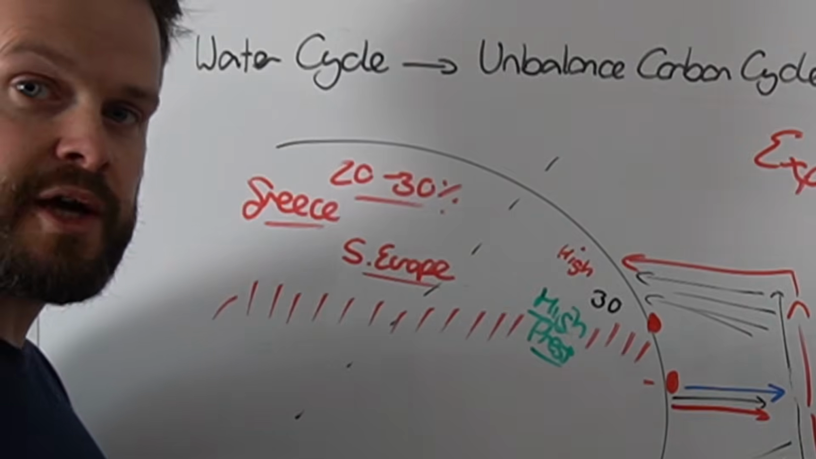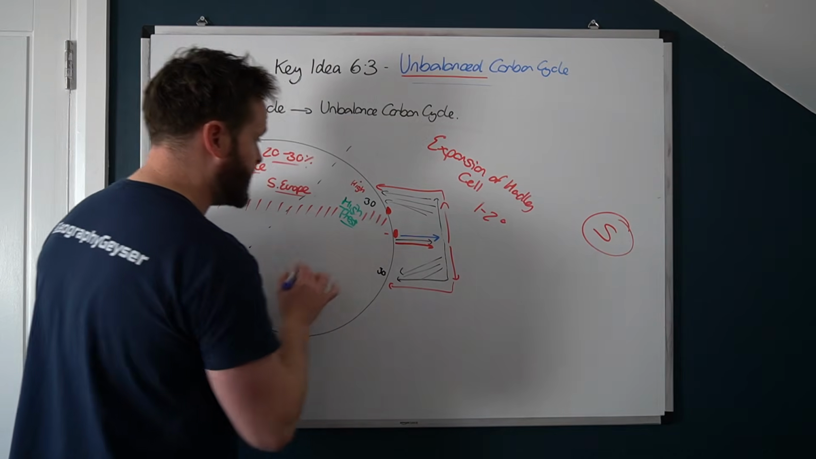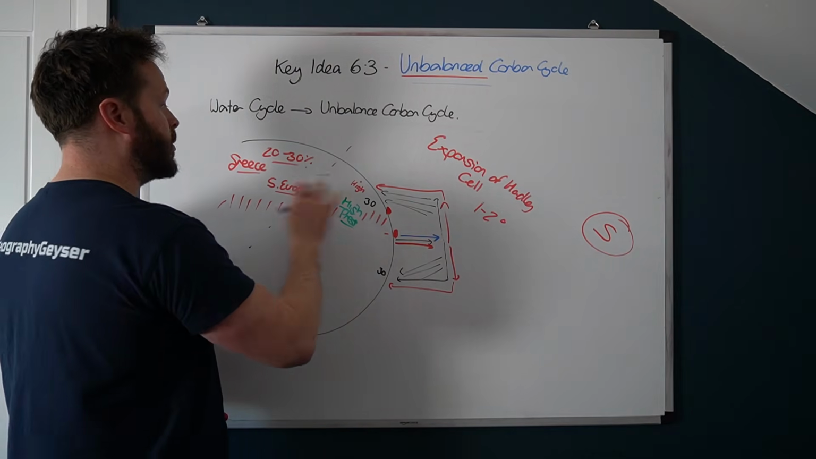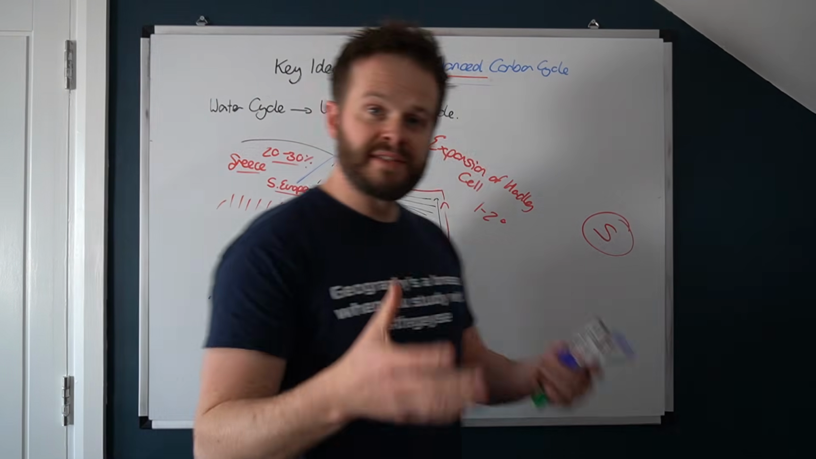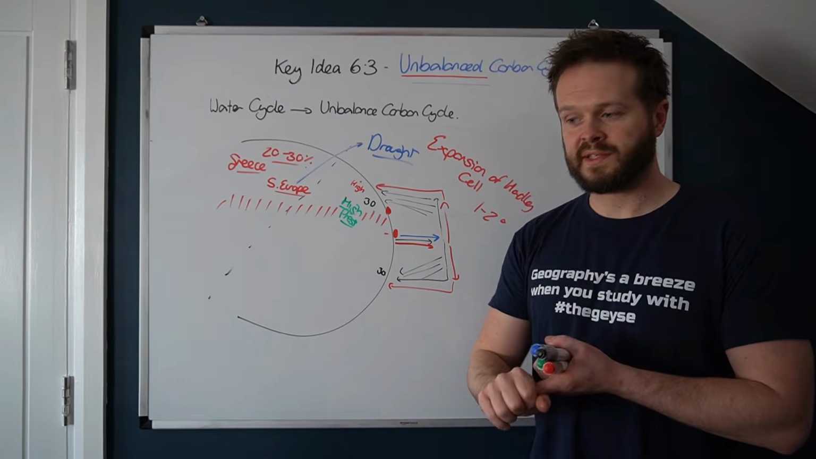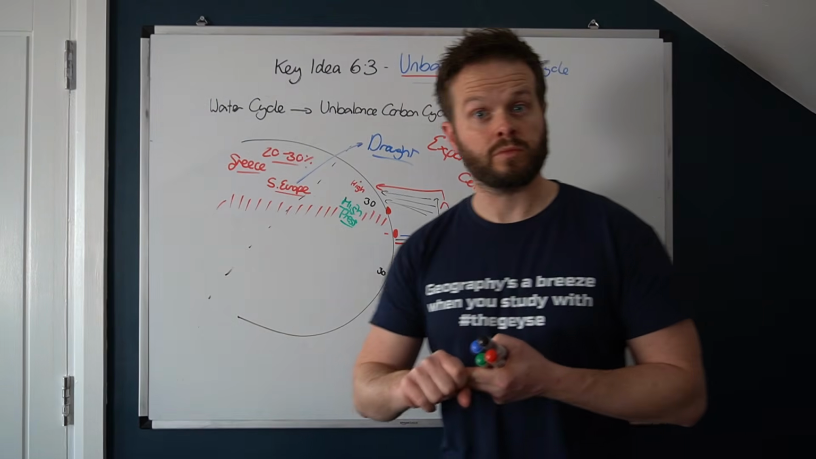that's just one area. So whereas there's flooding here and in your monsoon regions, what we're going to get in southern Europe is increasing drought. And that's the thing with the unbalanced carbon cycle. Wet areas become wetter, dry areas become drier.